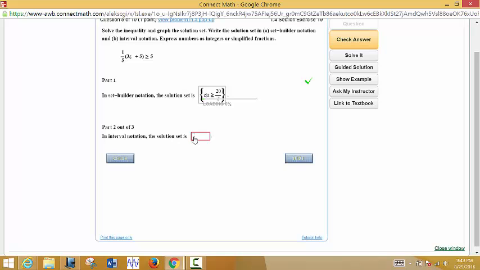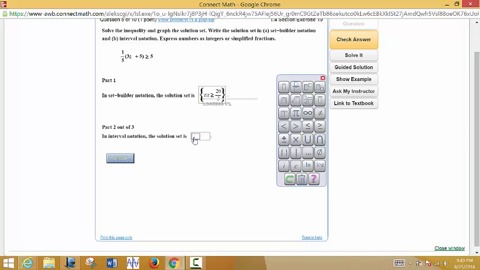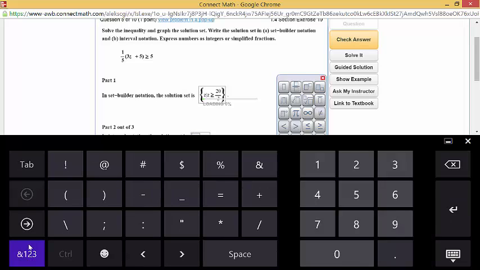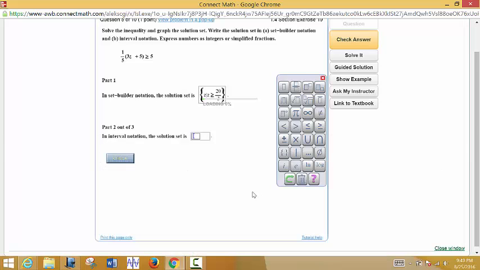I'm going to hit check answer, and I should get a green check mark. Now I want to type my answer in interval notation. So the first thing we said is we wanted the bracket. I don't have a bracket here, but I actually have a bracket on the keyboard. It's a little bit different maybe for you. I'm going to enter in a bracket symbol. So that's a squared off bracket.